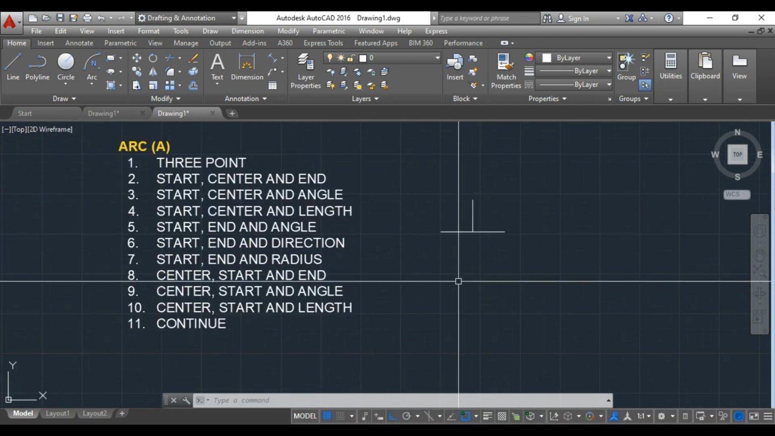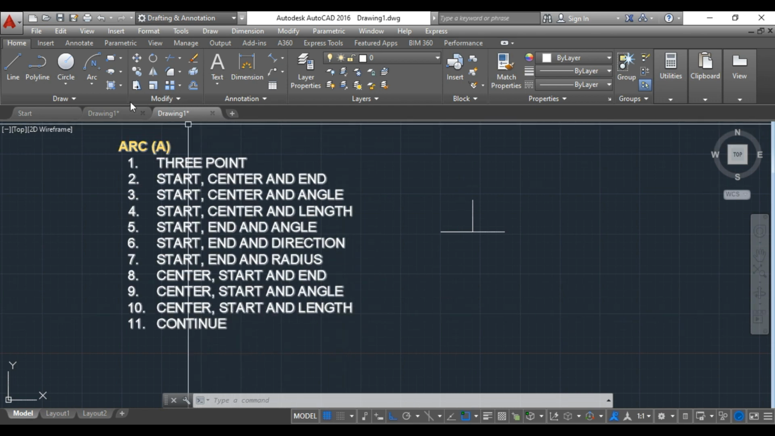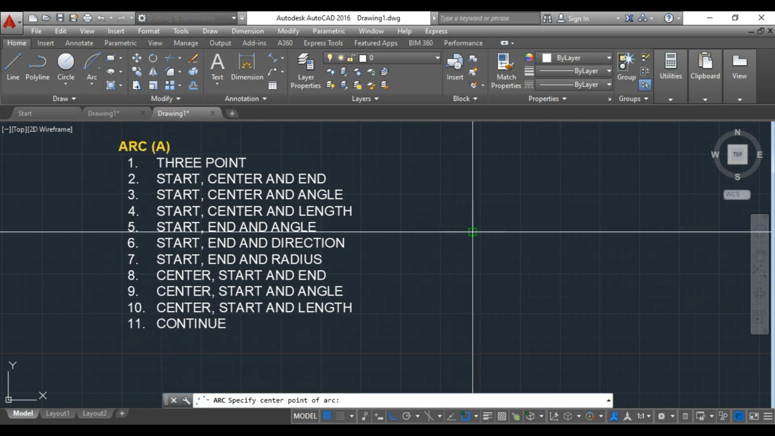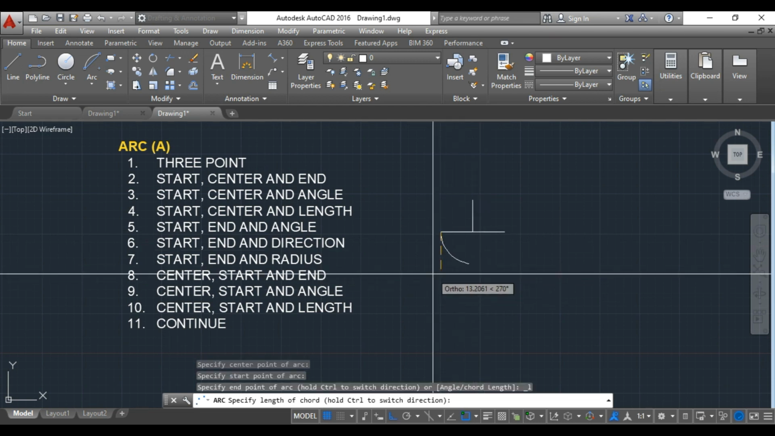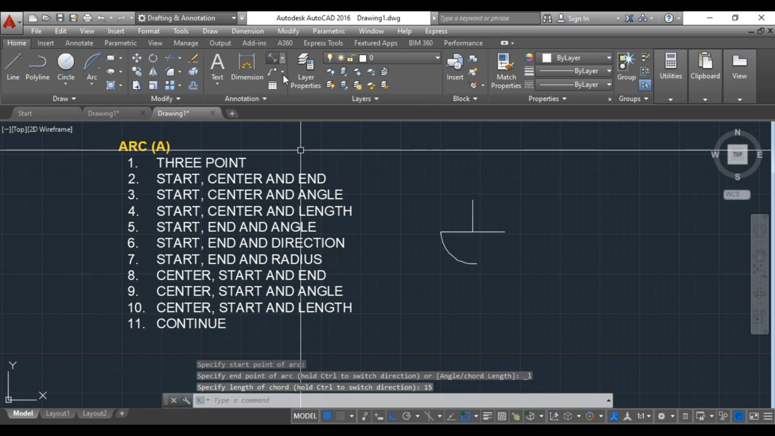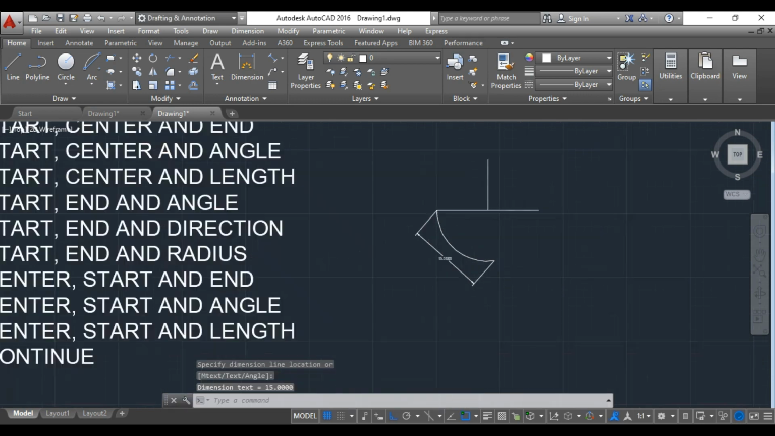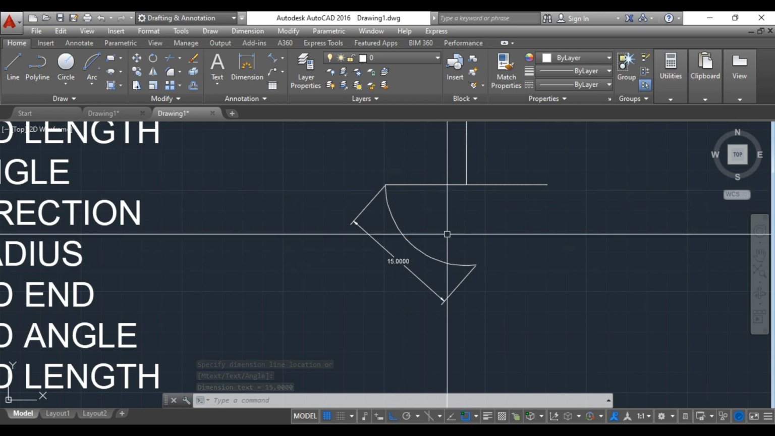To make it easier for you, for that reason I have taken center, start and length. Sorry, one more is there, center, start. This is my center, this is my start. Again it is asking me how much length of chord of curve I require. For example, if I give 15 units and hit enter, you just check it with the help of aligned. You are going to get the 15 units of arc length. This is your chord length.